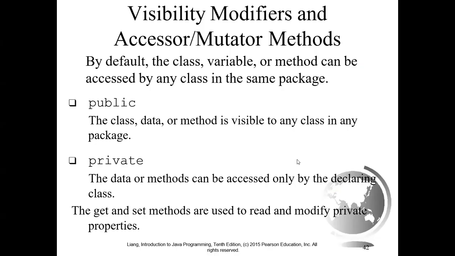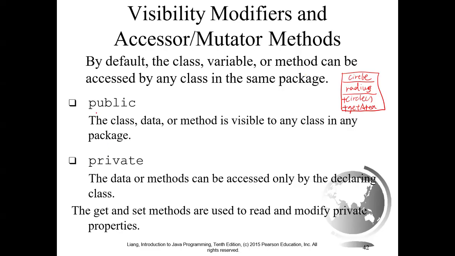The next thing we are going to talk about is the visibility modifiers and the accessor and mutator methods. If you remember, we talked about something in our UML class, right? The first compartment is Circle, the second compartment is data fields like radius, and the third compartment is methods, like the Circle constructor or getArea. Initially we used a plus symbol for both of them, which means public.